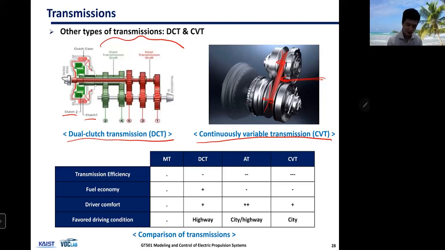So people didn't quite like that, despite it giving you good efficiency coming from these continuous gear ratios.